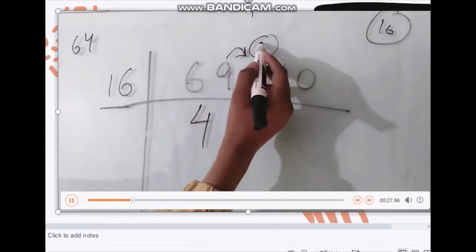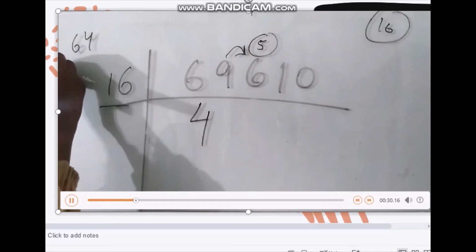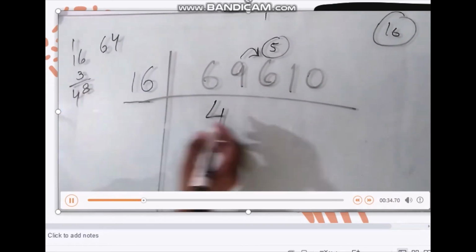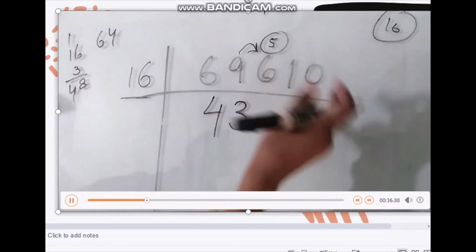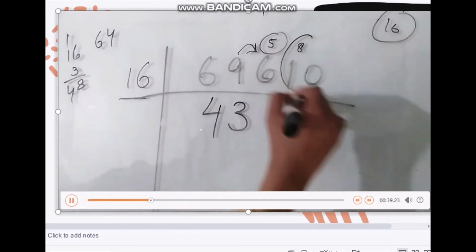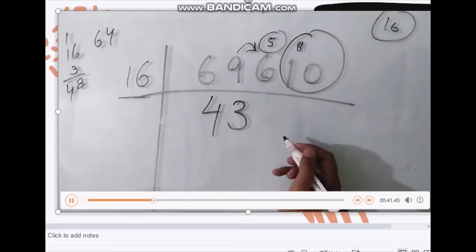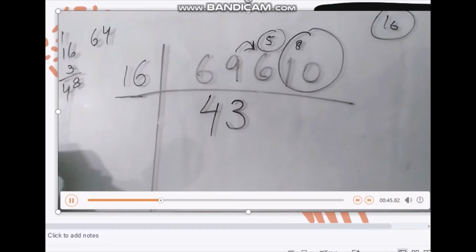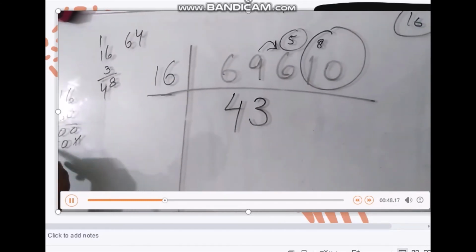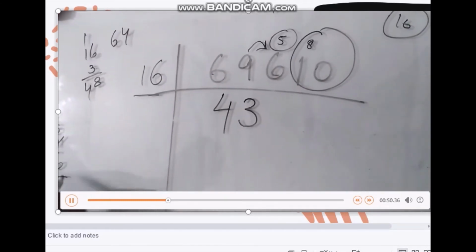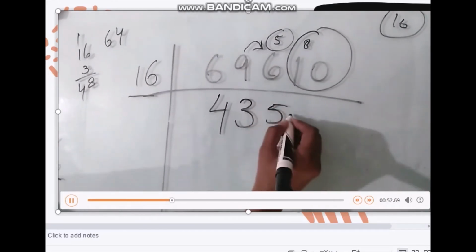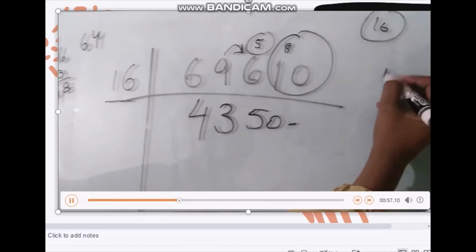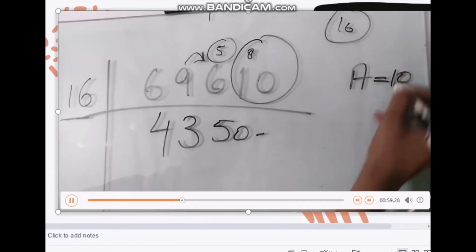Now it becomes 56. So if we multiply 16 with 3, it becomes 48. Now the remaining number is 8. It becomes 810. If we multiply 16 with 50, we get the number 800. So we write 50 here, but the number is still 810. So the remaining number is 10. In hexadecimal, A equals 10. So we write A here.